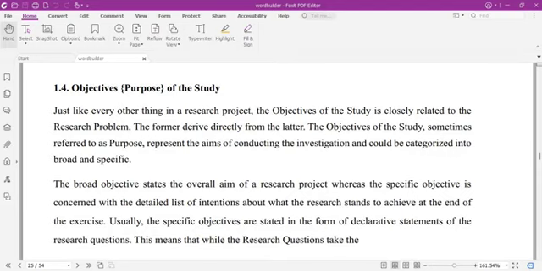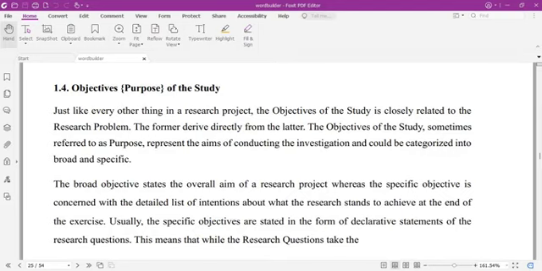Alright, let's move on. We are still on chapter 1, Introduction. We've talked about the background to the study, what you know about the problem you're working on, and what made you get interested in the topic. And we talked about statements of the problem, your statement, and then the next one was research questions. Today we are going to talk about the objectives, the purpose of the study.